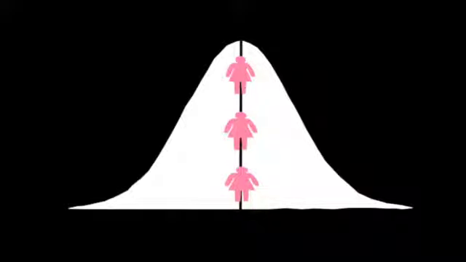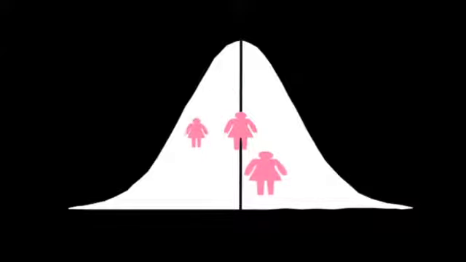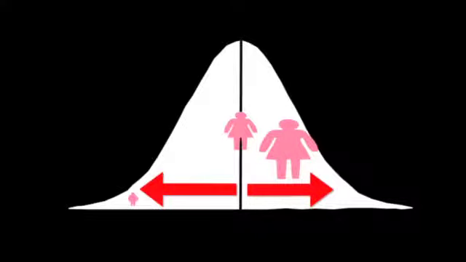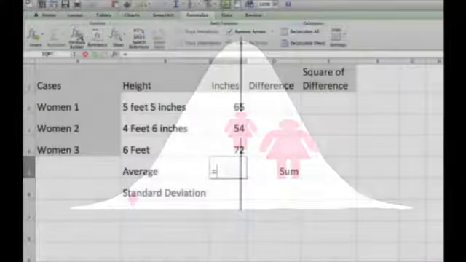The average woman's height in the U.S. is 5 feet 5 inches tall, but that doesn't mean every woman is 5 feet 5 inches tall. Some are shorter, some are taller. The standard deviation tries to get a feel for what is the variation around that mean.